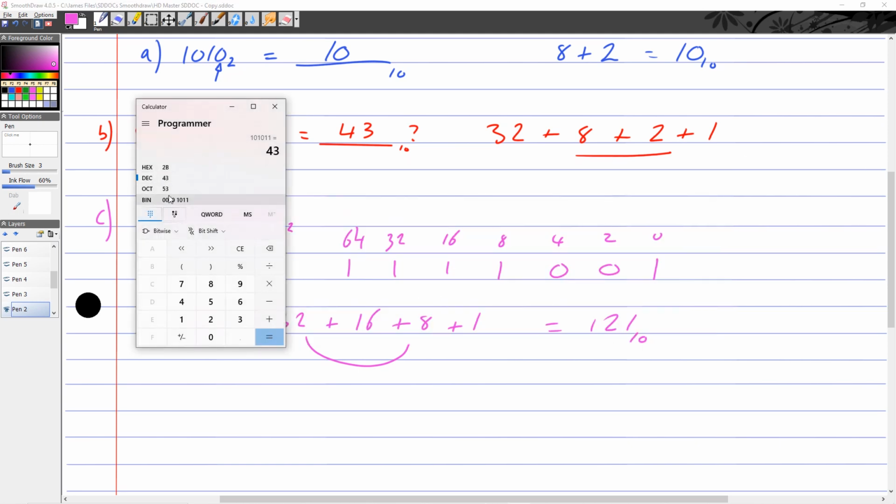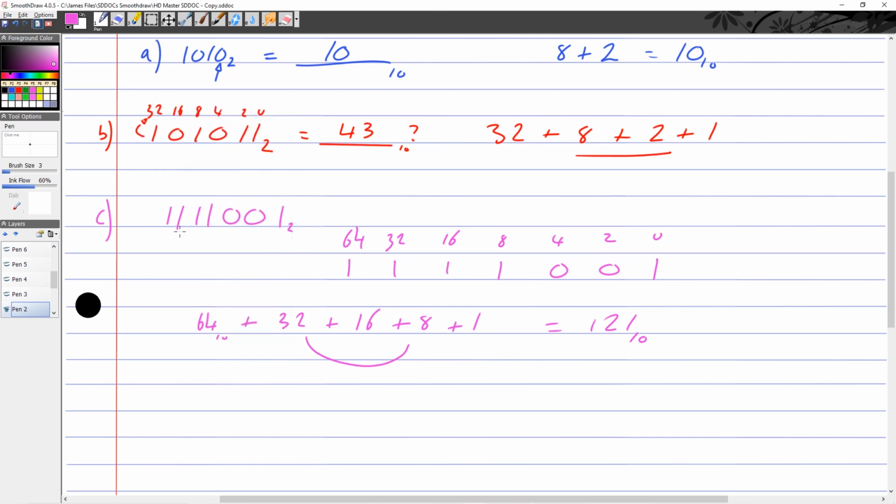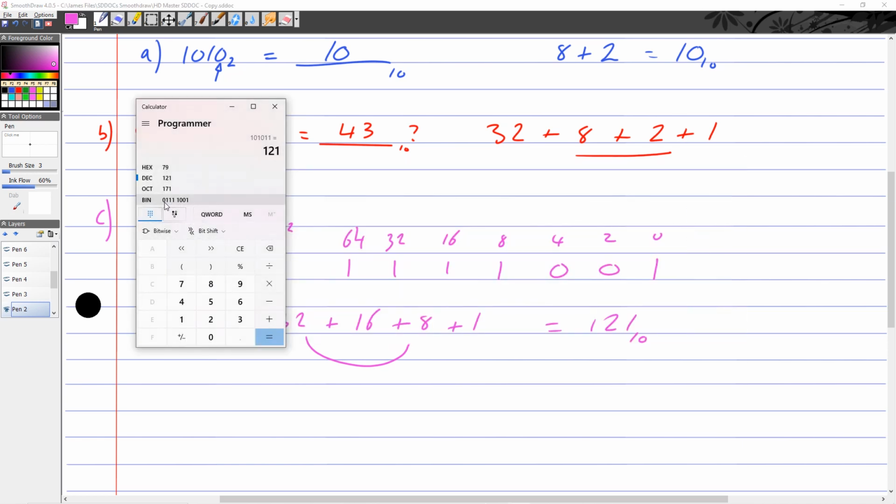You can click on decimal or denary, and we can put in 121, and in binary it is 1111001, which is what we had. The calculator shows a leading 0 because it does it in groups of 4 bits, as computers work. They do 4, 8, 16, 32 and 64-bit architectures, so we don't worry about leading zeros because they're not worth anything.